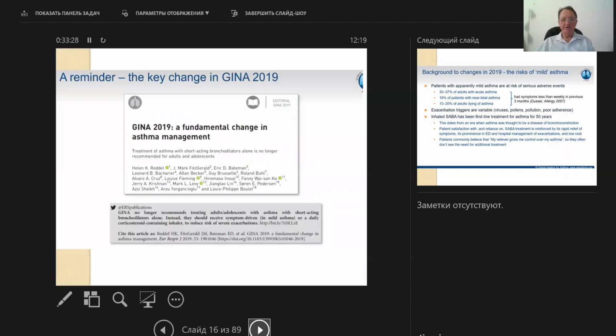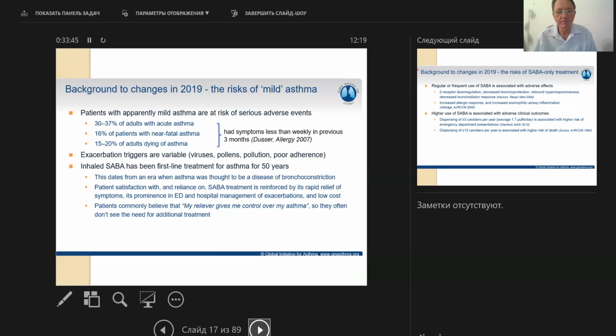And the last changes are in so-called GINA. You should know GINA, it's the guidelines for management and treatment of bronchial asthma. Now our attitude to so-called mild asthma has significantly changed. Previously, it was a desirable level of stage of treatment to convert severe asthma to mild asthma. But now, you can see such clinical results. 30% of adults with a diagnosis of mild asthma have had an acute asthma exacerbation.